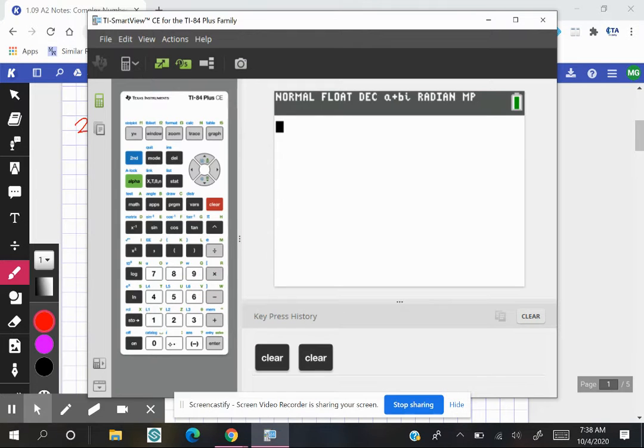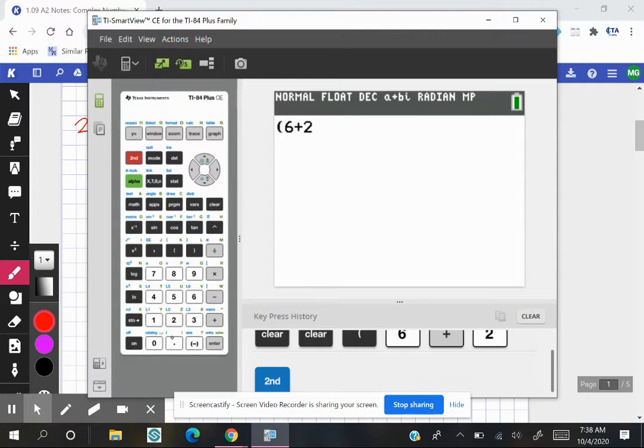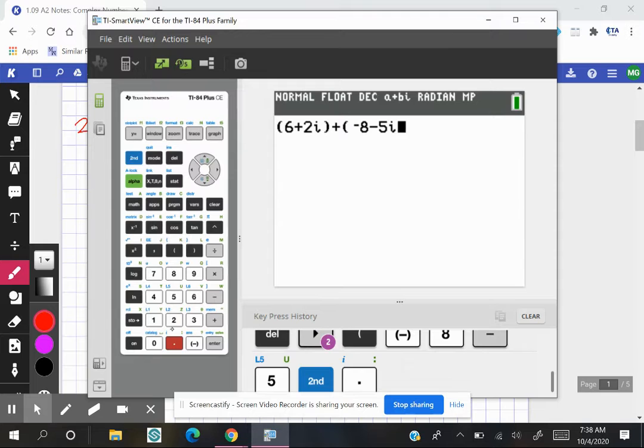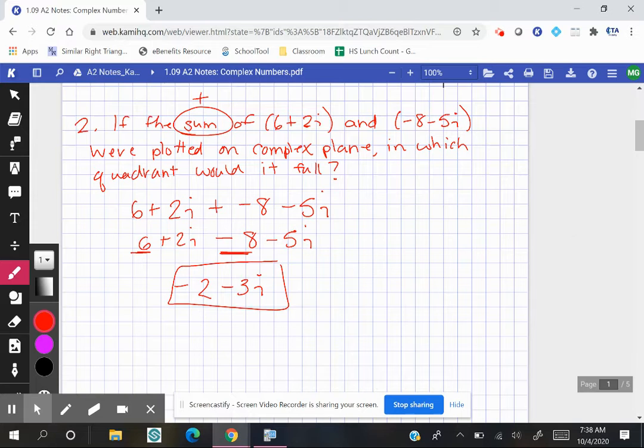The i button is second period to find i. So you would just do, right as you see it, 6 plus 2i plus negative 8 minus 5i, second period. And it gives you your answer of negative 2 minus 3i. But that's not what it asked. It asked which quadrant it would fall in. So now you're going to go to your set of axes, and you're really plotting the point negative 2, negative 3 from the a and the b. So left 2, down 3. That's going to put us in quadrant 3.